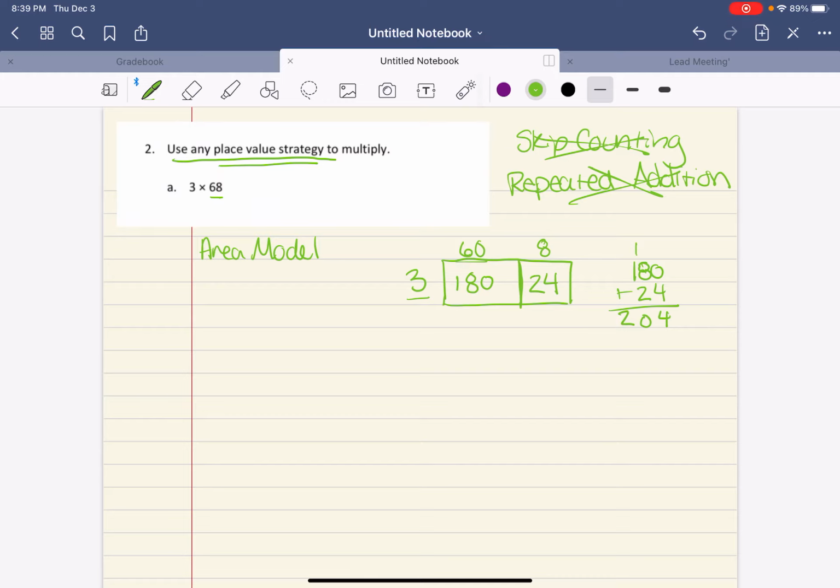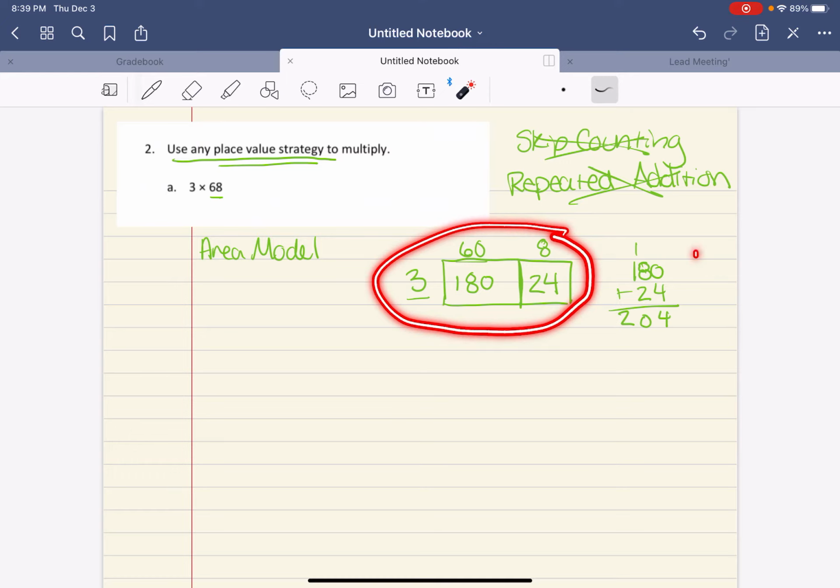If you had a 4-digit number or a 3-digit number here, then you would have that many boxes here. So if I had a number that was like 1,684, then I would have 4 boxes here, okay? I am looking, if you're showing the area model, I'm looking for this piece and this piece, both of them.